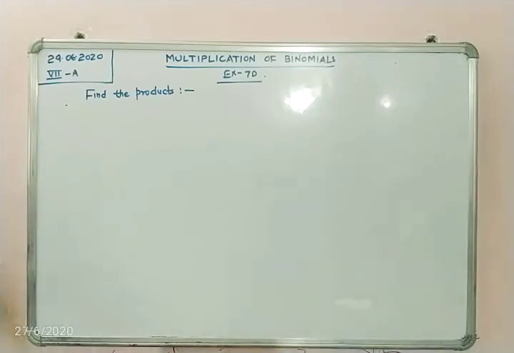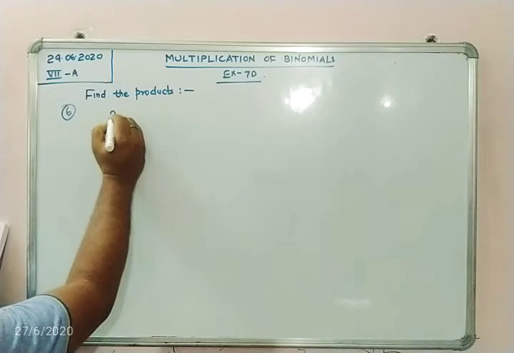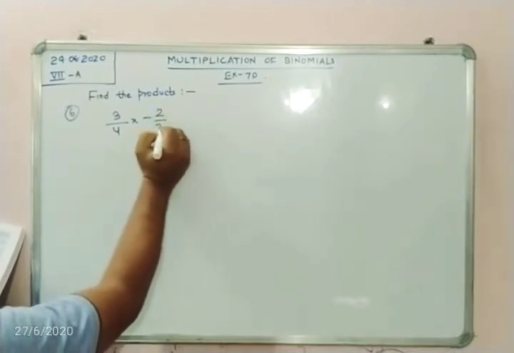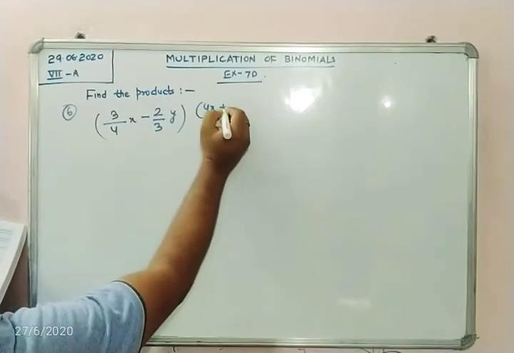Now, question number 6. (3/4 x - 2/3 y)(4x + 3y).